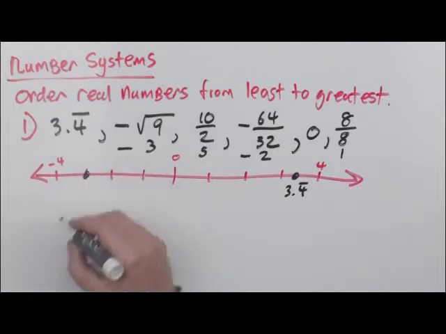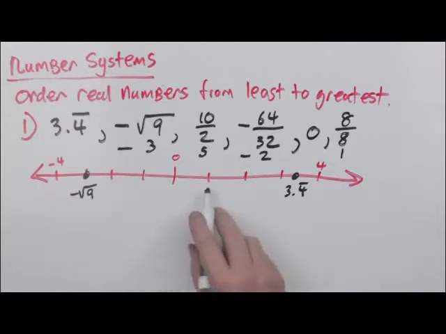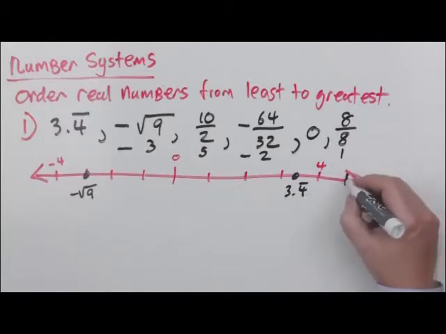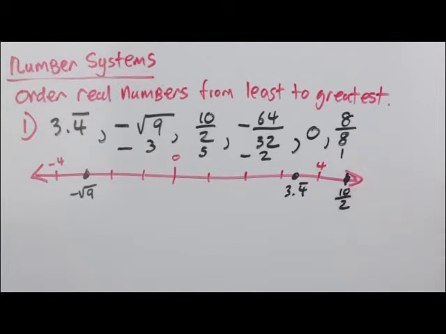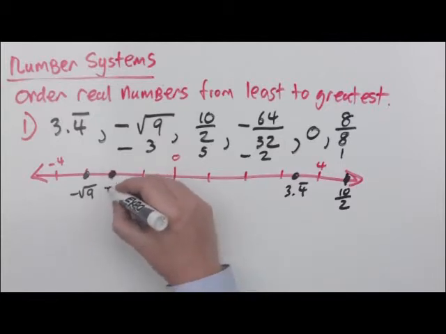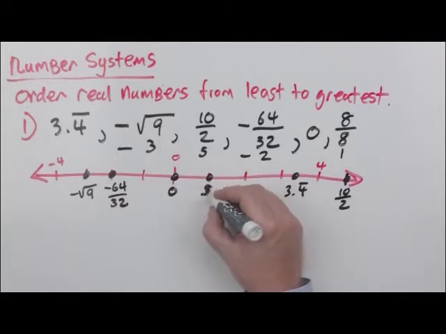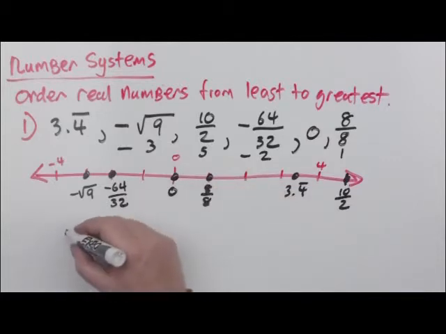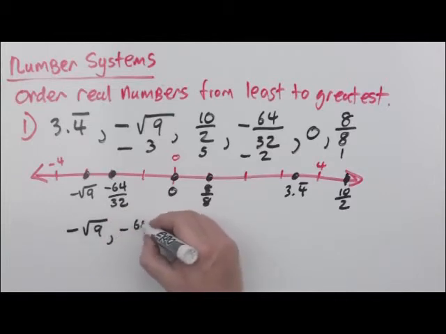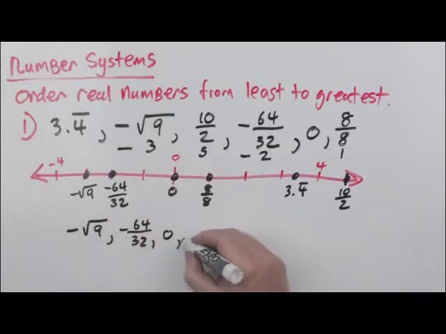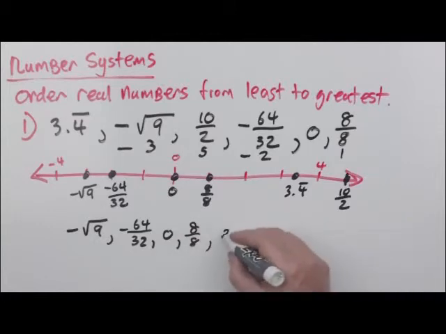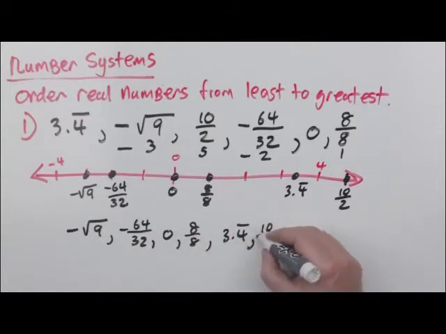Then we have negative square root of 9, that would be -3. So I'm going to write negative square root of 9 right there, because that is -3. Then 10 over 2, that's 5. Going to go up 1, 2, 3, 4. Okay, we'll have another dot there. So that's 5. Then we have -2. So let's see, -2 will be there. So I'm going to write -64 over 32. And of course, 0 is just 0. And 8 over 8 is 1. 8 over 8 is, yeah, right there. Now, if I write it from left to right, I've ordered them from least to greatest. Negative square root of 9, negative square root of 64 over 32, 0, 8 over 8, 3.4 repeating, and 10 over 2.